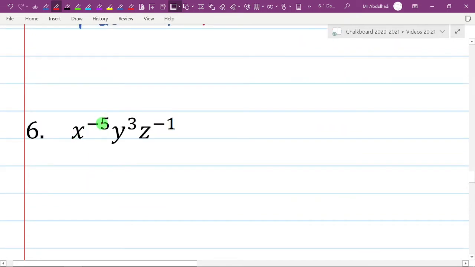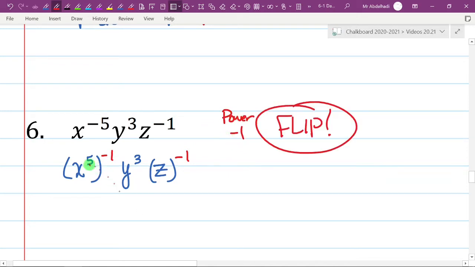This is x to the negative 5 times y to the 3rd times z to the negative 1. They're different bases, so you cannot multiply them. They're just going to sit there the way they are. However, you can deal with these negative powers. This is actually x to the positive fifth to the negative 1. This is y to the third. This one's fine. You shouldn't do anything with that. And this is z to the negative 1, which is the same as regular z with a negative 1. Now, anything that has this power of negative 1 gets flipped. So this becomes 1 over x to the fifth. This is fine, so leave it alone. And this becomes 1 over z.